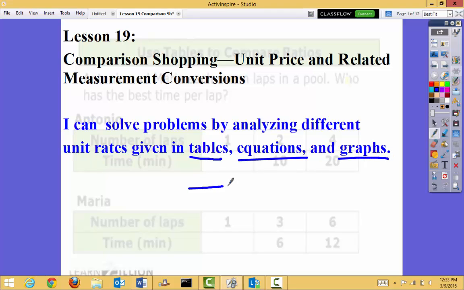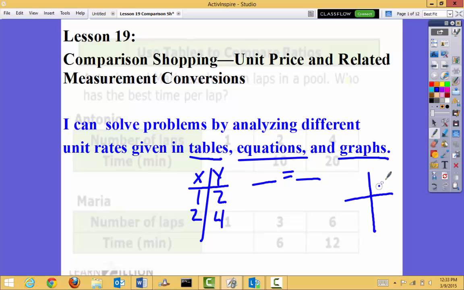So remember, a table is when we organize in rows or columns, and it keeps going on a certain pattern. Equations means it has a left side and a right side, and a graph is just when I graph points on a coordinate plane. So unit rate, remember, that's when I have a ratio with 1 as the denominator. So it might be 2 miles per hour. Could be a ratio. Okay, let's go to our next one.